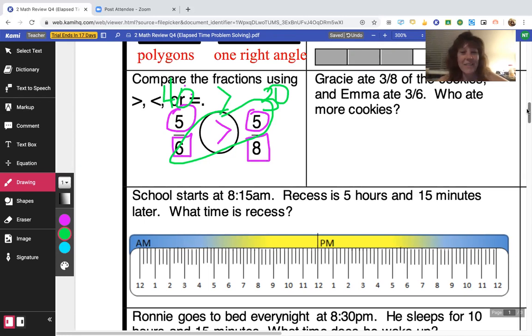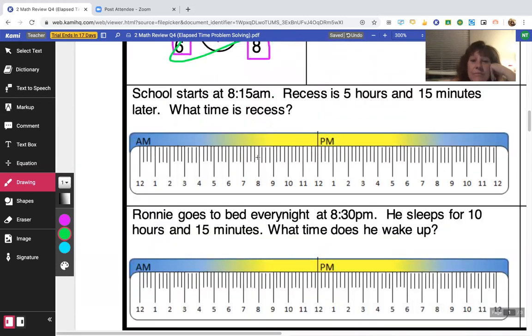Okay, next one. School starts at 8:15 a.m. Recess is 5 hours and 15 minutes later. That's a long time. Okay, what time is recess? So let's see. Here's 8, here's 8:15. They have it divided into quarters or fourths, and 15 minutes is 1/4 of an hour. So we're going to start right here at 8:15, and we're going to add 5 hours to it. Oh my goodness.